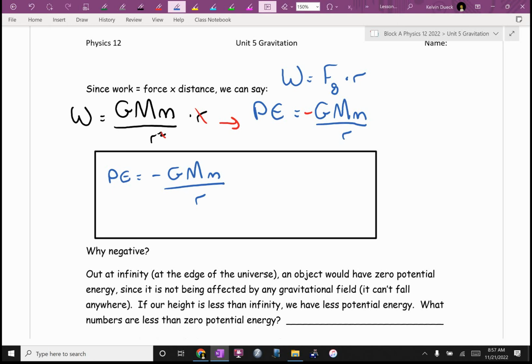Where is there no gravity? Technically, the only place where there's no gravity is when you're out at the edge of the universe. When R approaches infinity. When you're so far away, gravity's getting weaker and weaker and weaker. Do you know when there's no gravity? When you're all the way out at the edge of the universe.